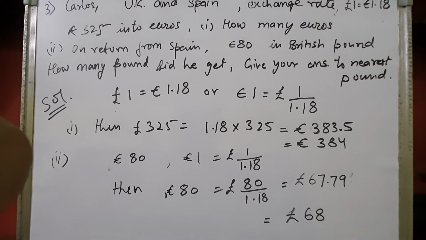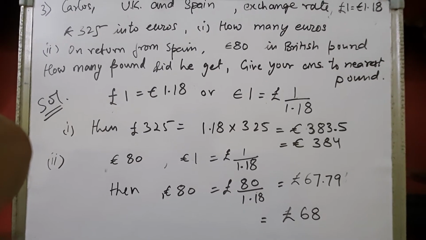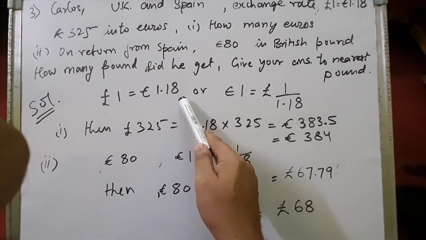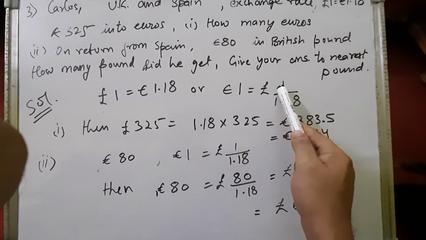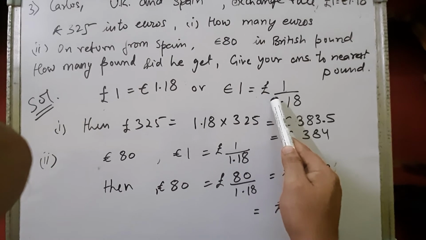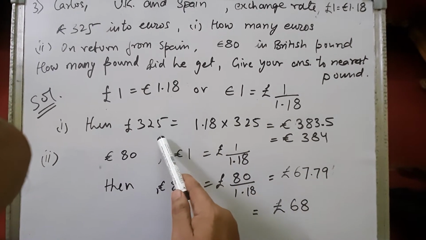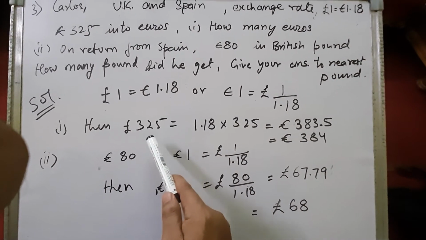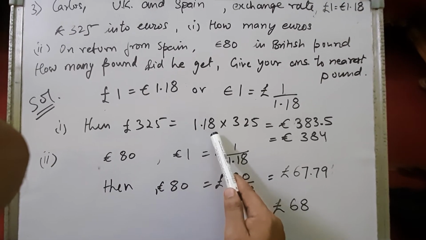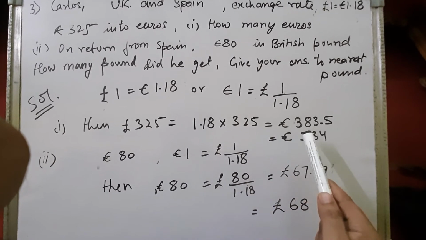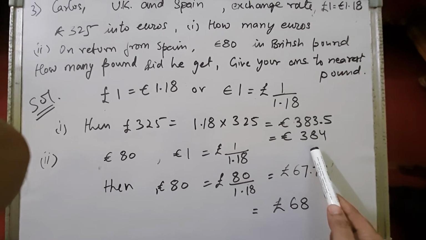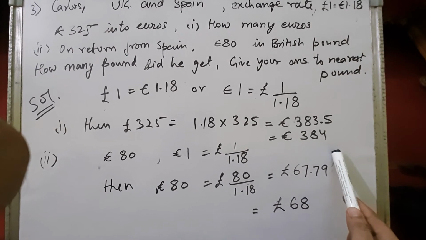Let's see the solution. What is the exchange rate, children? 1 British pound equals 1.18 euros. That means 1 euro will be 1 upon 1.18 British pounds. Understood. Now he was having 325 British pounds. So when we convert 325 into euros, we multiply it by 1.18. That will be 383.5. To the nearest euro, it will be 384 euros.